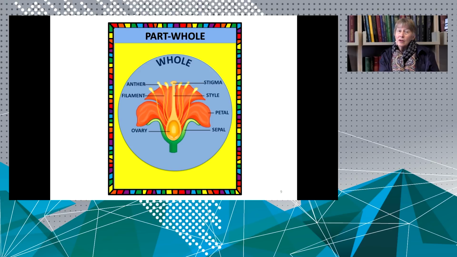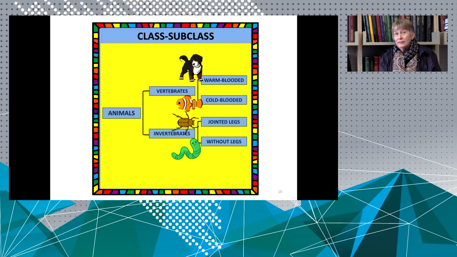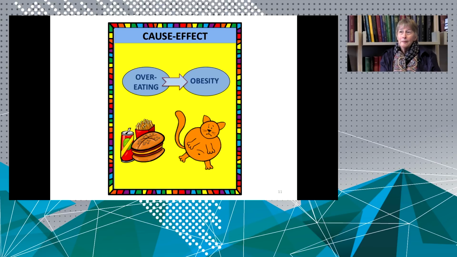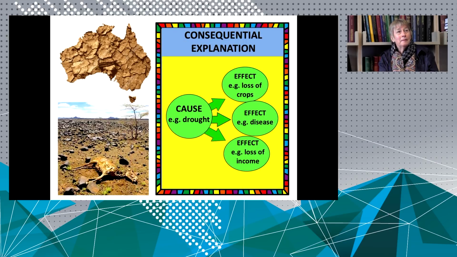They might need to describe the parts of something, so the whole and its parts. So a different type of information report, this time looking at part-whole relationships. They might need to look at various categories, how to classify something. So in this case, we're going to need a genre that allows the students to categorise, look at class and subclass relationships. It might be a cause and effect genre, so looking at the cause and the effect of a particular input. Or it might be an explanation looking at the consequences of something.